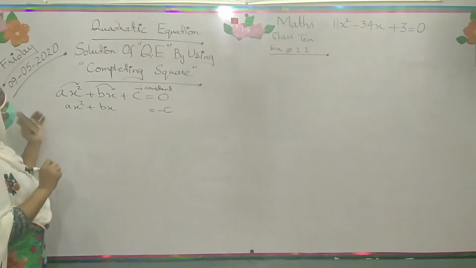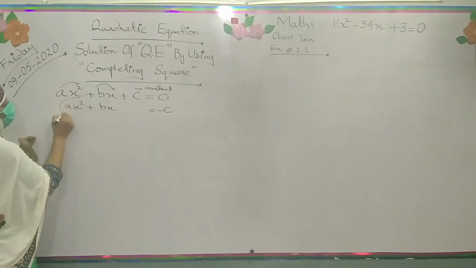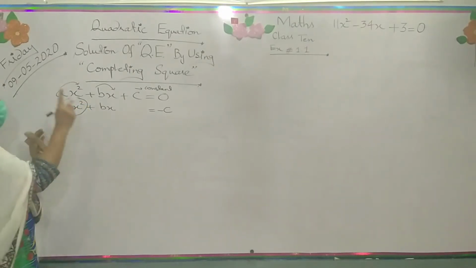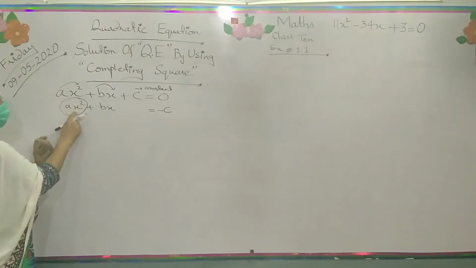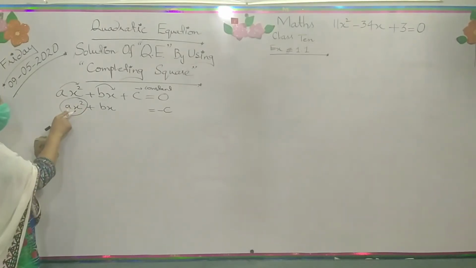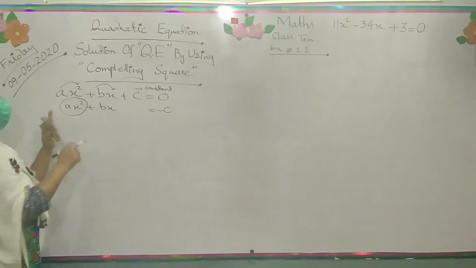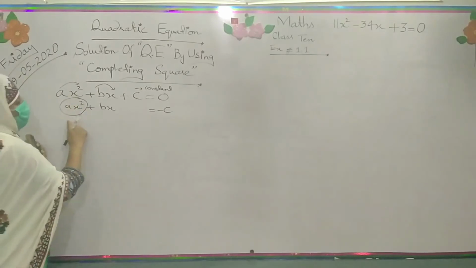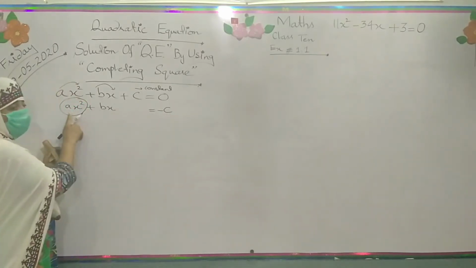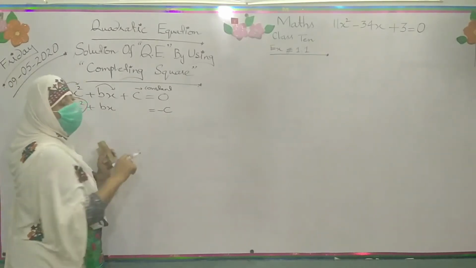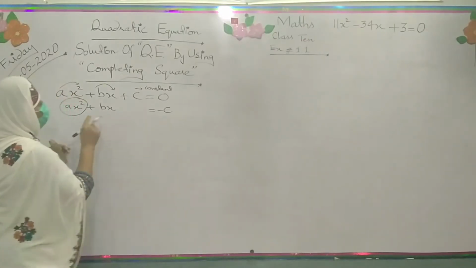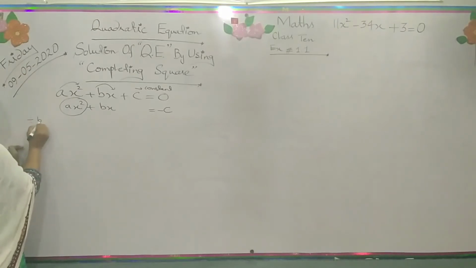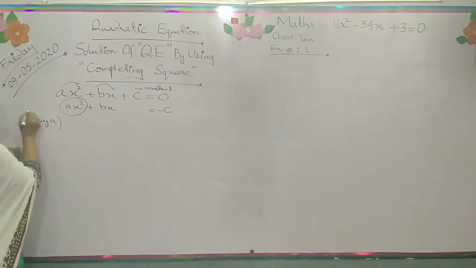Second step. The first term must be a complete square. Now, here x square is a perfect square, but a is not a perfect square. So, to make this a perfect square, I have two possibilities. Either I will multiply the whole equation by a, or I divide the whole equation by a. Here I am solving it by dividing by a. Divide by a on both sides.